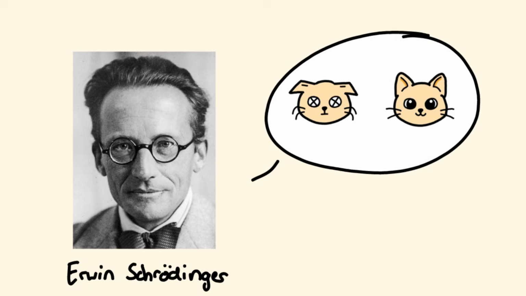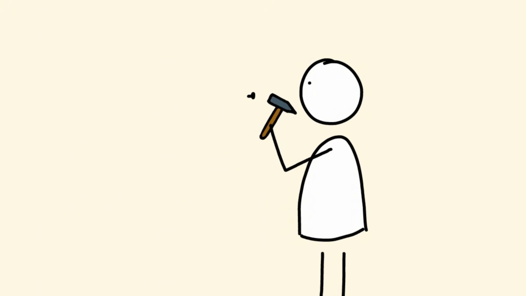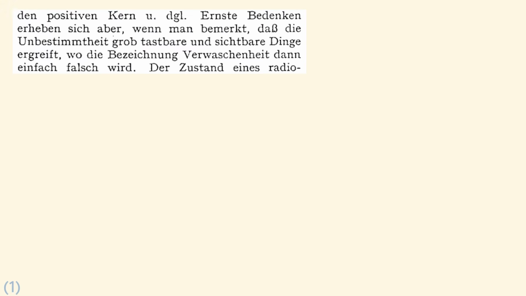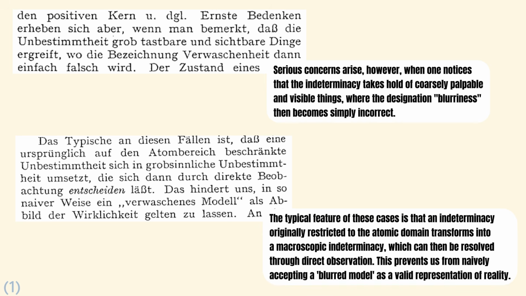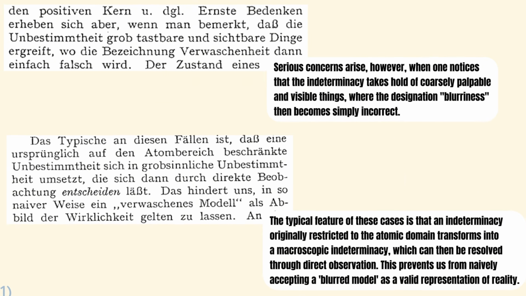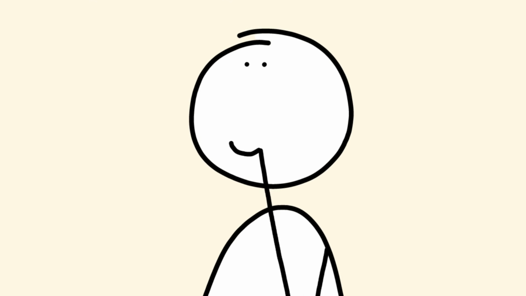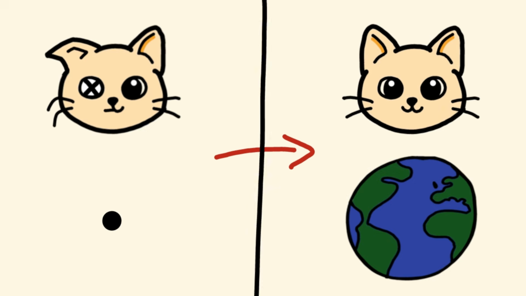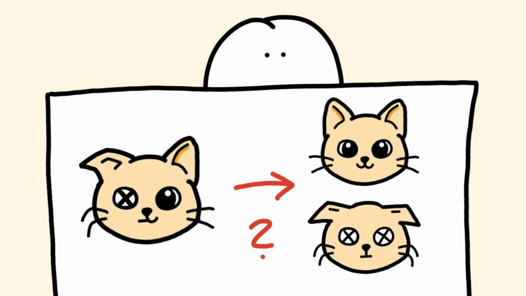He wanted to show that you can't just take quantum rules made for tiny things and apply them to big things. He said that the blurriness or fuzziness that arises in the quantum world becomes simply incorrect when we're talking about big things. And he didn't want to naively accept a blurred model as a valid representation of reality. What did he mean by blurriness? And doesn't that mean quantum mechanics indeed stops? Well, spoiler alert, we actually know something that Schrödinger did not know.